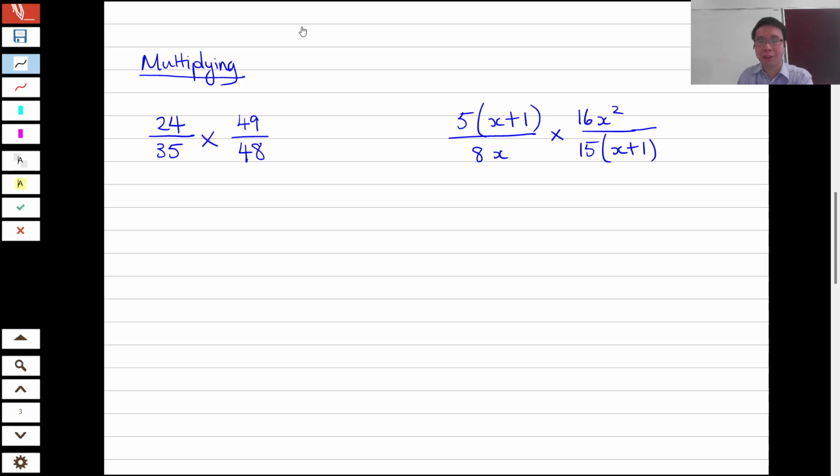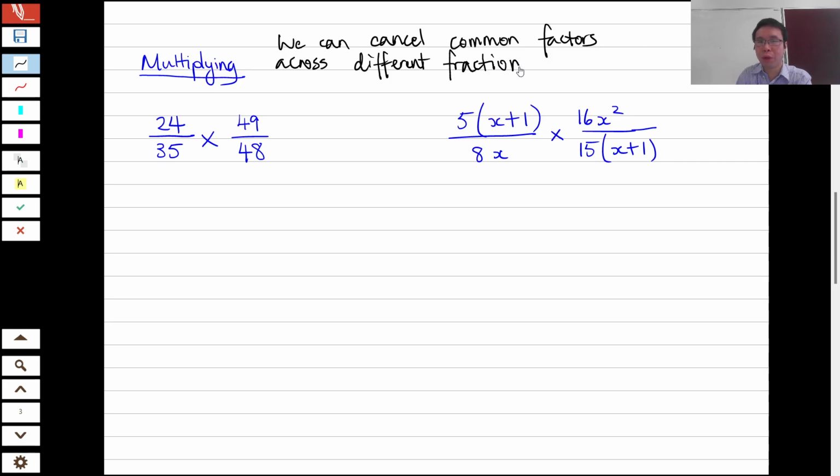The key idea here is when multiplying fractions, we can cancel common factors across different fractions. So before, we only worked with one fraction at a time. But when multiplying fractions, I can actually cancel across. As long as I've got one factor on top and one on the bottom, even if they belong to different fractions, I can still cancel them. So let me demonstrate what's happening here.